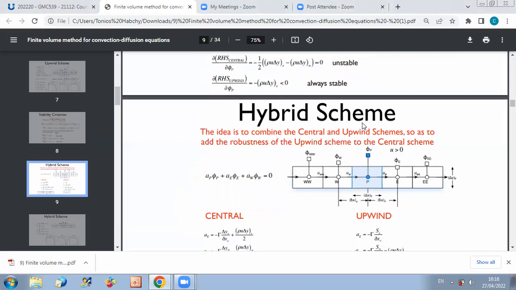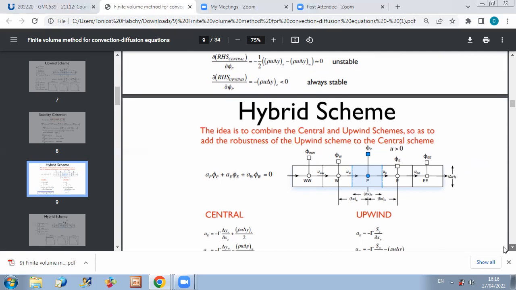Okay, and in this case, why do we like the central scheme? The central scheme has the advantage of accuracy, meaning when it works well, it is more accurate than the upwind scheme. But for large Peclet number, it will not work well. So this is why we say if the Peclet number is small, then we use the central scheme. If the Peclet number is large, we use the upwind scheme.